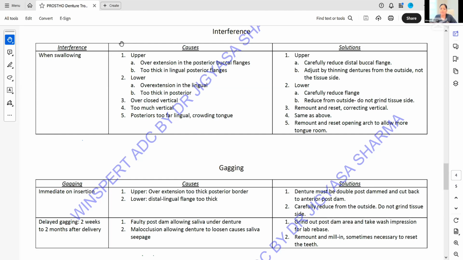Other causes of swallowing problems are deep bite or too much vertical, or posteriors which are too far lingual, leading to the crowding of the tongue. So identify the problem. If it's overextended or over thick, reduce the extension, reduce the thickness. If it's too much vertical and leading to the swallowing problem, then the excessive vertical has to be addressed by refabricating.